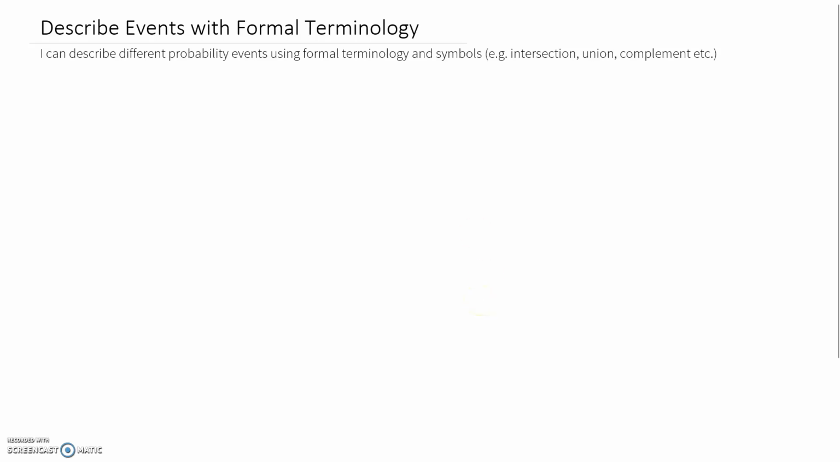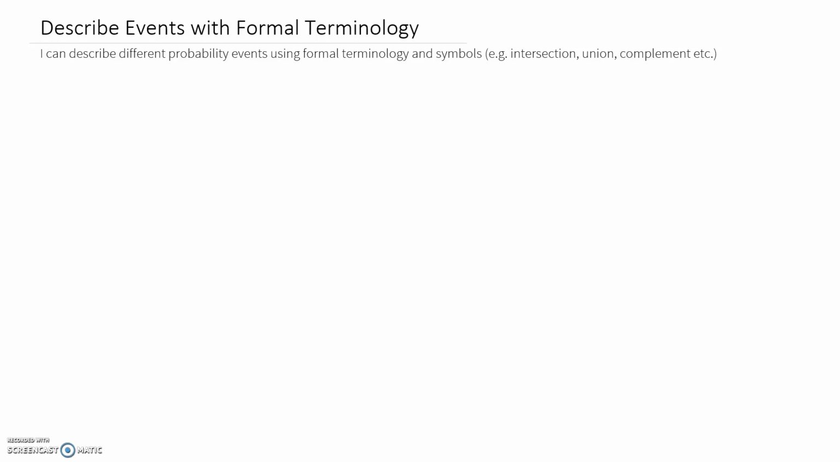In this video we're going to talk about describing events with formal terminology. So we're going to be using words like and, or, not, and more, but we're going to be doing it using formal mathematical symbols and formal mathematical words. So not many new ideas today, but a lot of new notation which can be hard to get used to, which is why it's a separate skill.